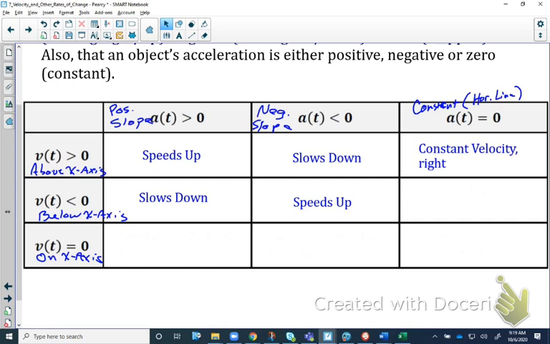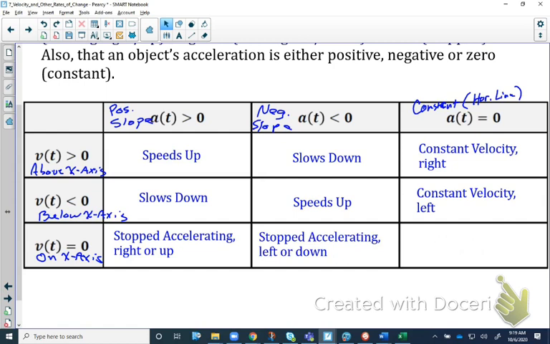Okay? So here, if the acceleration is 0, regardless of the direction, we're going to have a constant velocity. Now, if the velocity is 0 and the acceleration is positive, that means we've stopped accelerating, right or up. If the acceleration is negative but the velocity is 0, we've stopped accelerating, right or down, or left or down. And if velocity and acceleration are both 0, the particle has no movement.